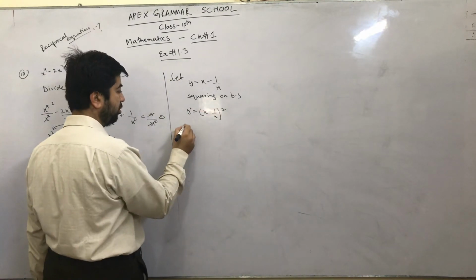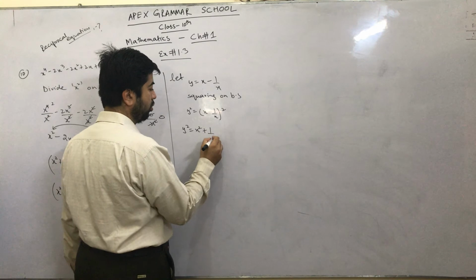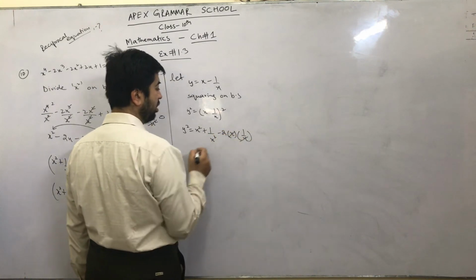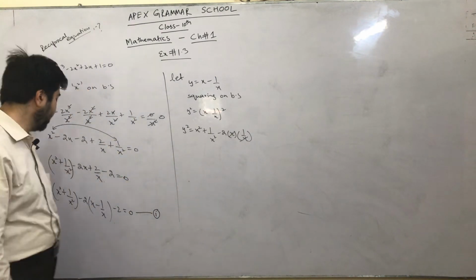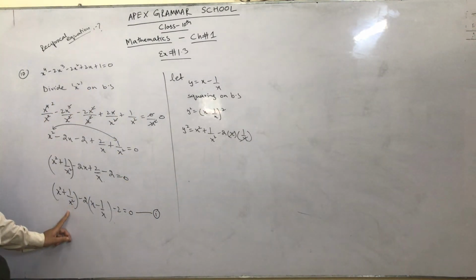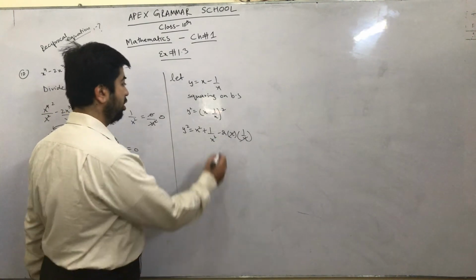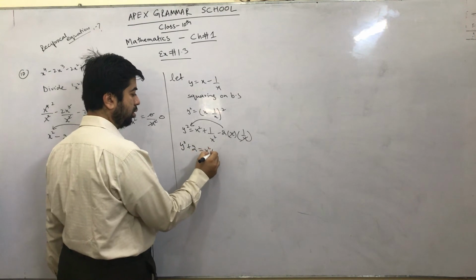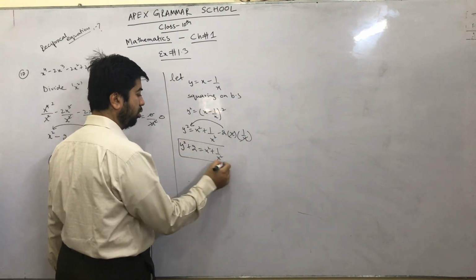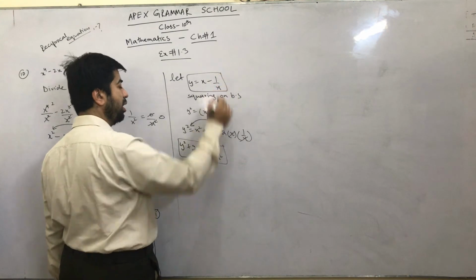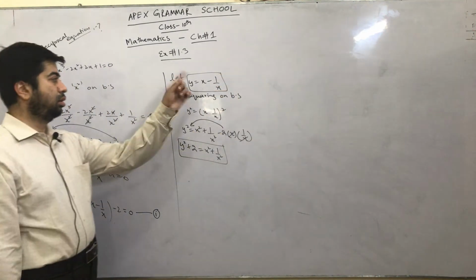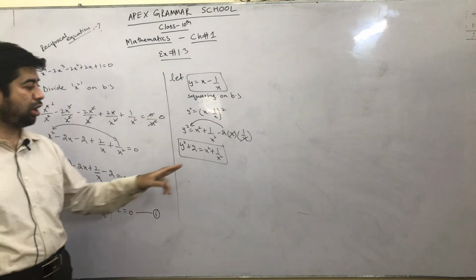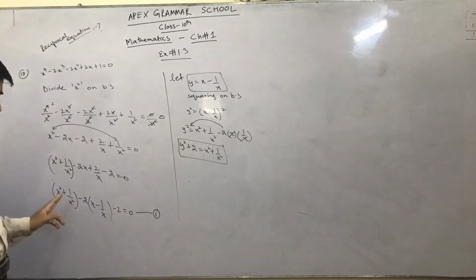Open it. x square plus 1 over x square minus 2ab. x is going to cancel with this x. We need the value of x square plus 1 over x square only, not this minus 2. This minus 2 is going to be here, so positive there. Now you can see that this one and this one, we can replace it. Instead of x minus 1 over x, I am going to write y. Instead of x square plus 1 over x square, I am going to write y square plus 2 here.